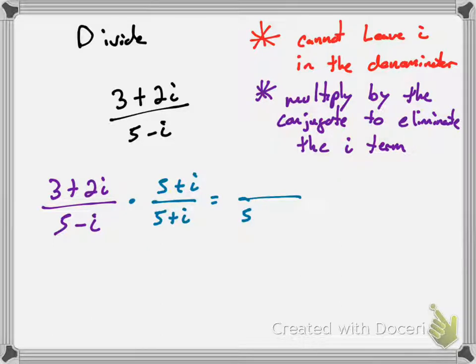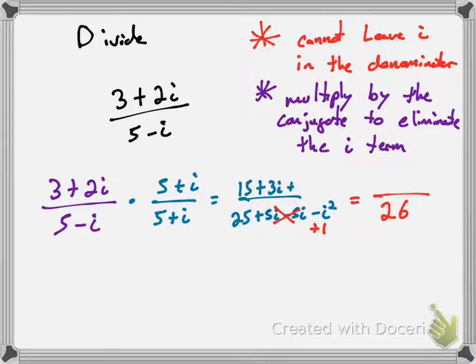When we multiply the bottom, we notice that plus 5i minus 5i is going to cancel out. Negative i squared means -1, which is a +1. So we get 26 in the denominator. In the numerator, we're going to FOIL. 3 times 5 is 15. 3 times i is 3i. 2i times 5 is 10i. And 2i times i is 2i squared. Again, the 2i squared is going to become a -2. So we get 13 plus 13i.